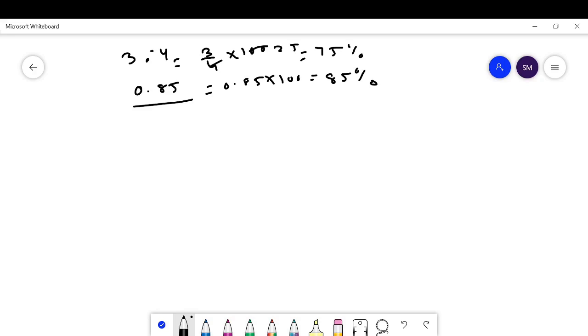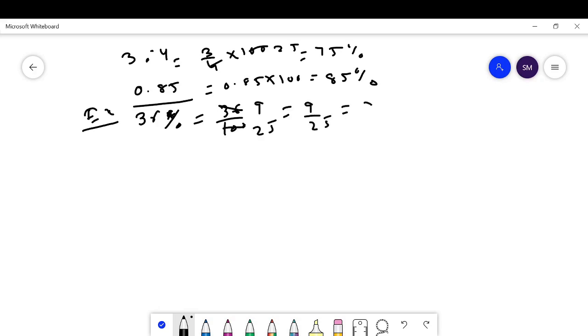Okay. Here is an example to solve: convert 36% into the ratio form. 36% means 36 upon 100, divide by 4. Then this is 9 upon 25, which in ratio form is 9 is to 25.